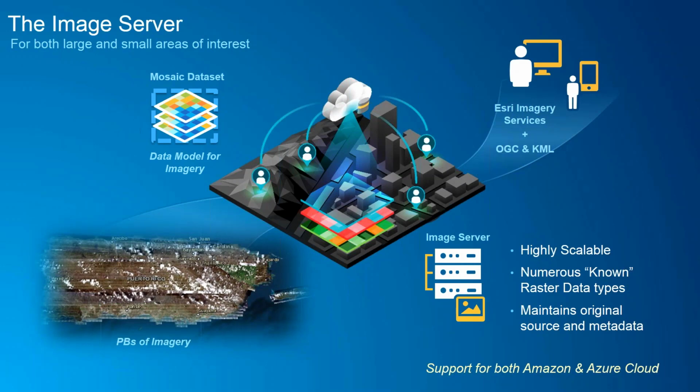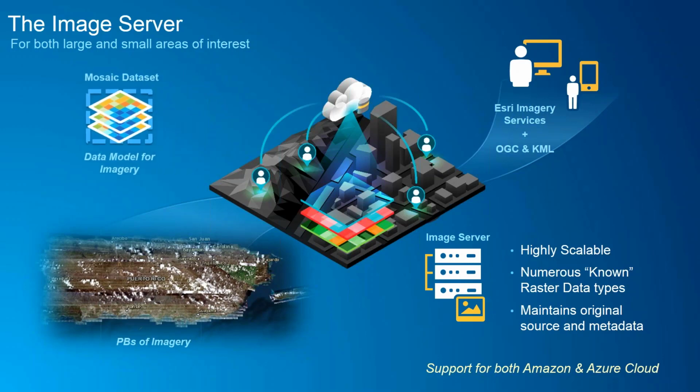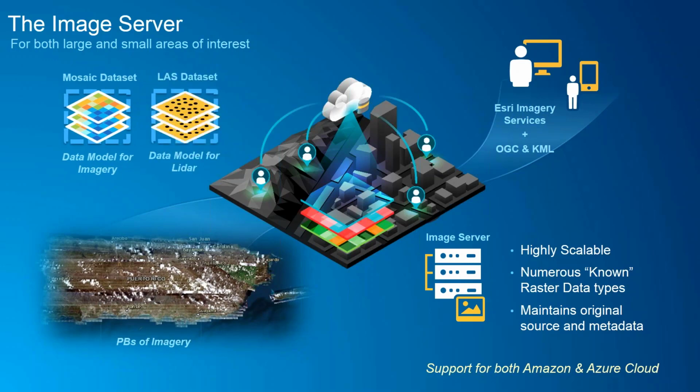ArcGIS for a long time has had very powerful ways to work and support raster data. Right now, the image server has been proven to be able to work with petabytes of imagery and be able to serve that out via web services for both client-side and server-side processing. It works very powerful for imagery. The goal is, how do we get this working now for point clouds and those types of data?